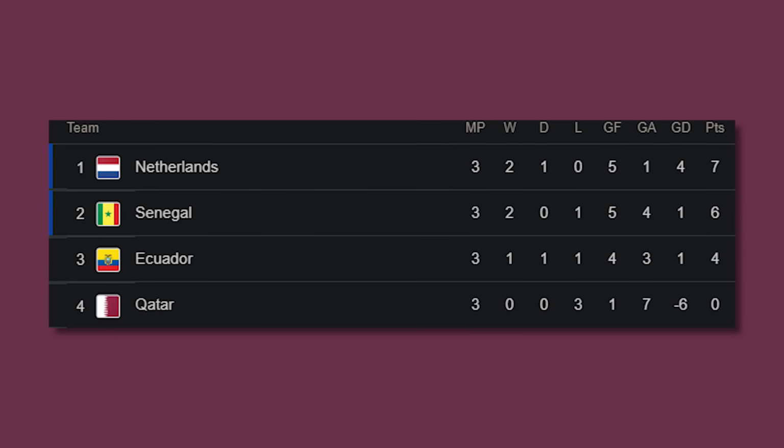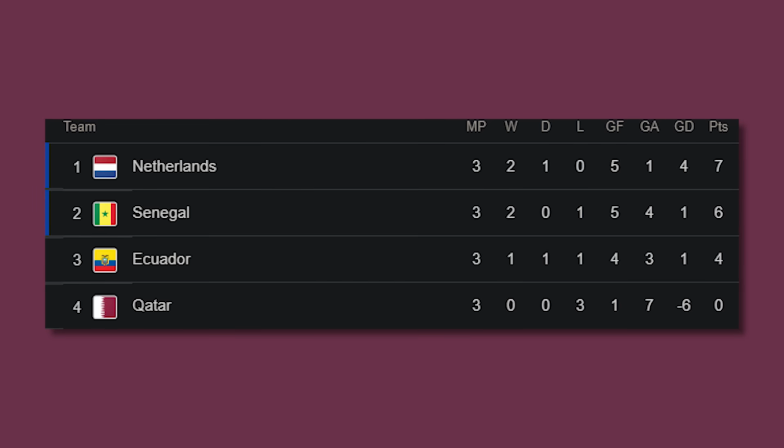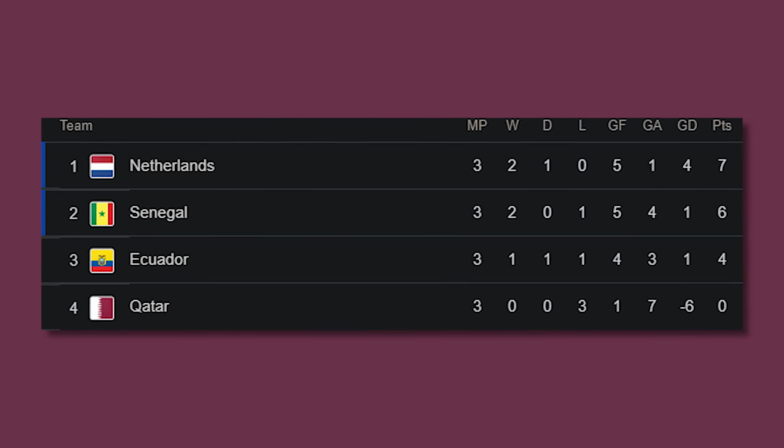No more pain for the Lions of Teranga as they finish runners-up in the group. However, heartbreak for the Ecuadorians, who played really well. Although they failed to make it out of the groups, their performances show a bright future ahead. And Qatar?